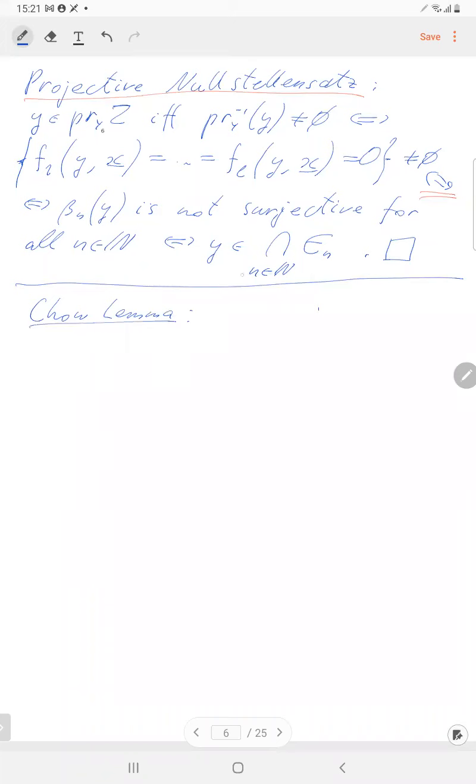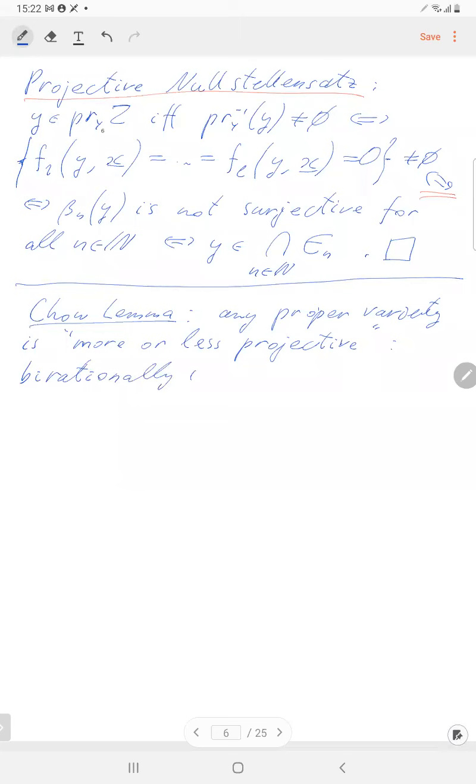So it says that any proper variety is, say, more or less projective, or more rigorously, it is birationally isomorphic to a projective variety.